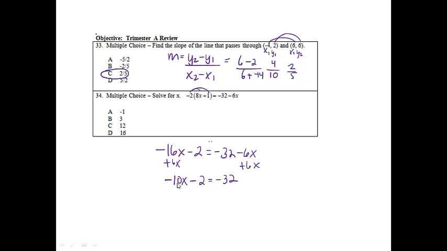And continuing to solve for x, I'm going to get rid of the minus 2 by adding 2. So I'll get negative 10x equals negative 32 plus 2 is negative 30, and then we'll divide both sides by negative 10, and x equals 3. So we will pick choice B.